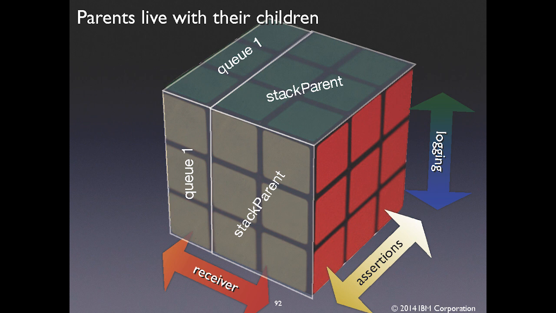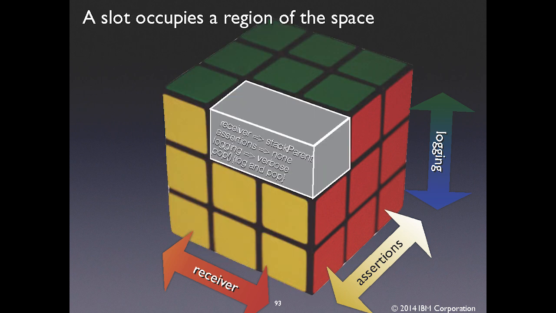Then continuing with this metaphor, what's a slot? Well, a slot occupies a region of the space. So here's a slot for stack parent as the receiver, no assertion checking. Logging is verbose, so it's up here at the top in the front and these right-hand two parts of the cube. It's a pop slot that's going to do logging and popping.